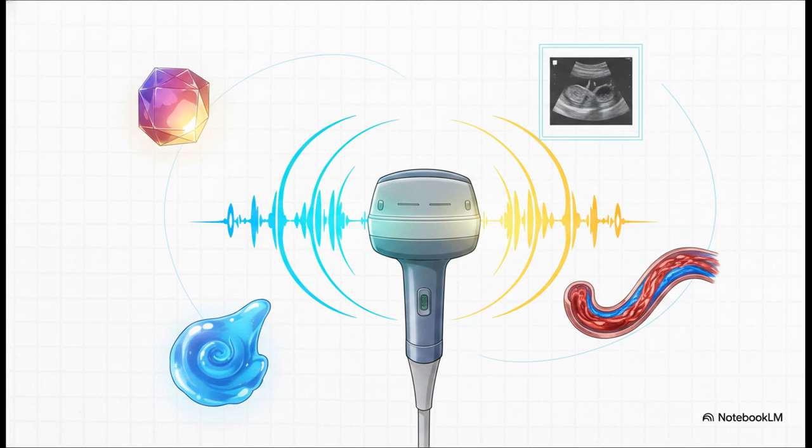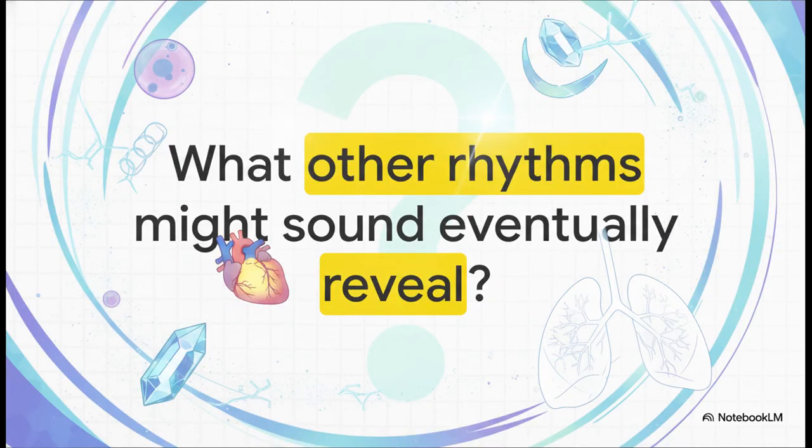We visualize these echoes using A, B, and M modes, moving from simple spikes to real-time 2D anatomy and precise motion tracking. And finally, we leverage the Doppler effect to track the direction and speed of blood flow based on angle-dependent frequency shifts. Which leaves us with this final thought.